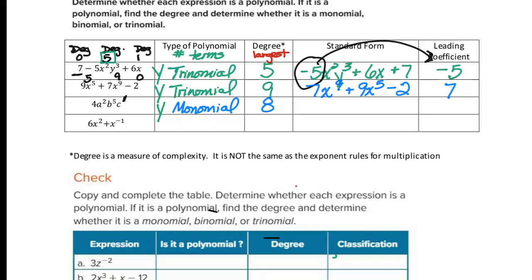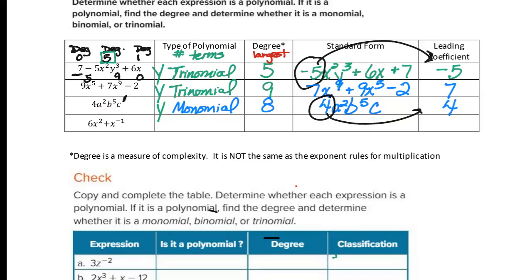All right. Standard form. There's only one term, so you just rewrite that one term. 4a squared b to the 5th c. And what's my leading coefficient then, Reagan? What's my leading coefficient? 4. It is 4. All right.